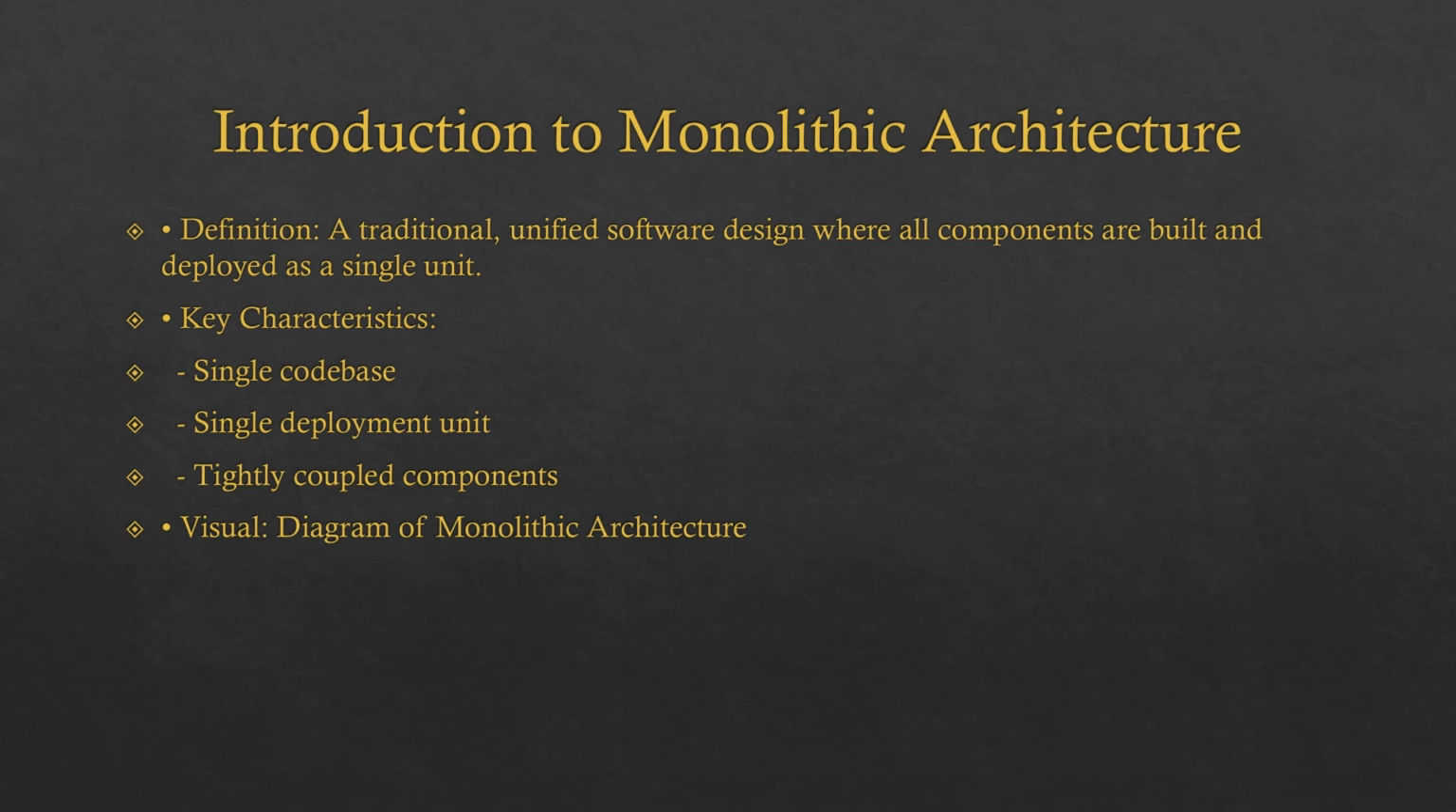Monolithic architecture refers to a unified software design where all components are tightly integrated and deployed as a single unit. This approach has three key characteristics: a single code base, a single deployment unit, and tightly coupled components, making it simple to develop and manage early on. However, as the system grows, these same characteristics may become limiting factors.